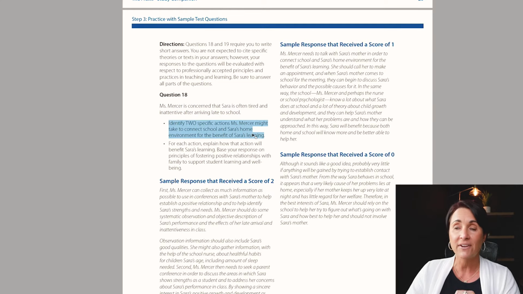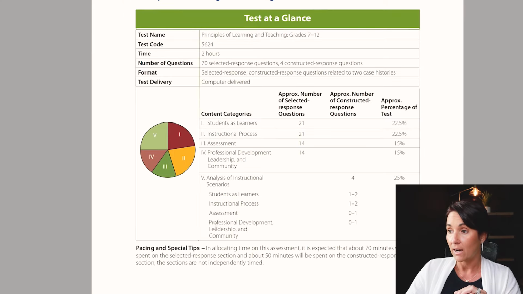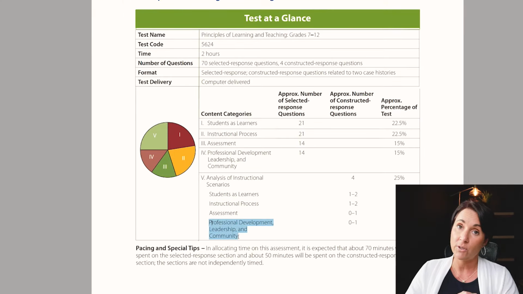Identify 2 specific actions Ms. Mercer might take to connect school and Sarah's home environment. Okay, we're trying to connect school and Sarah's home environment. That tells me that this question comes from the community content category. So let's go back and take a look at that. Right here, professional development, leadership, and community.